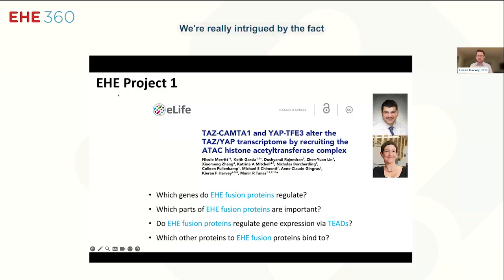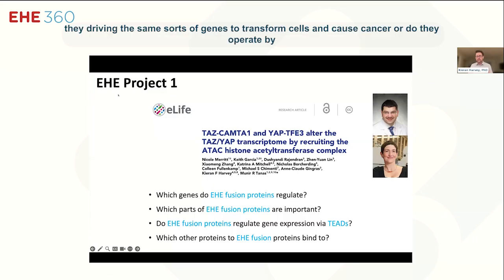You know, we're really intrigued by the fact that you had these two oncogenes at the base of the hippo pathway that could be fused to two different genes. So we wanted to know, are they driving the same sorts of genes to transform cells and cause cancer, or do they operate by different mechanisms? And what are the proteins that they work with to drive transcription and cell proliferation? And so we did a range of molecular studies aimed at answering those questions.